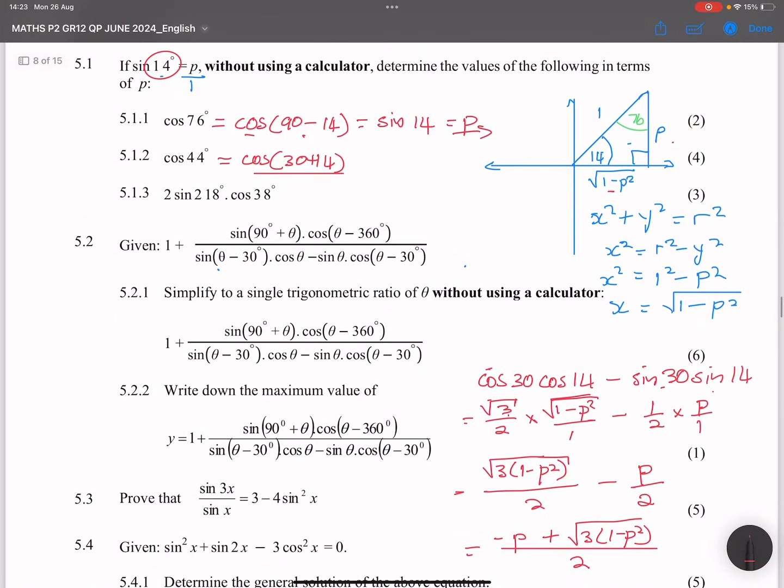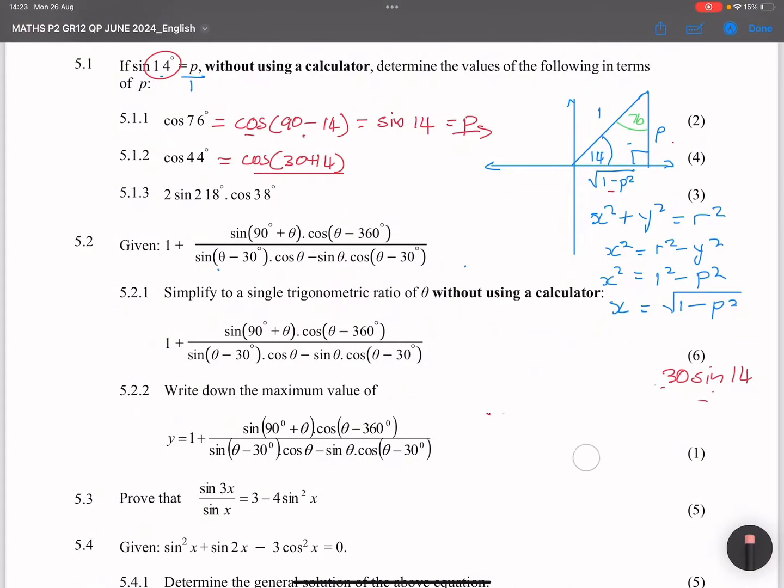So let's go to the very last one. For the sake of space, I'm going to remove our previous one. You can play the video back if you want to see it. So they give us 2 sine of 218 cos 38. Now, firstly, if I look at that, it doesn't necessarily give me something that I would be able to use. There's nothing in terms of 14 there.